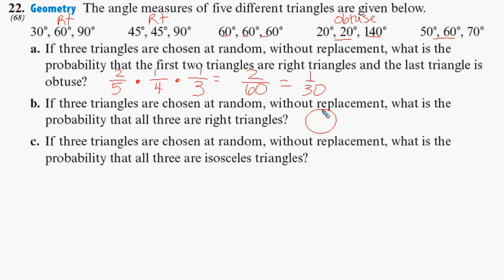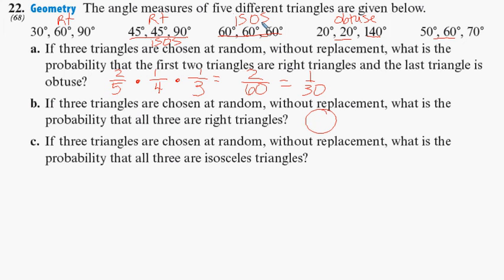0. All right, letter C, if 3 triangles are chosen at random without replacement again, what is the probability that all 3 are isosceles triangles? Okay, well, to talk about isosceles triangles, remember we have to have 2 of the sides be the same. So for the 45, 45, 90, that is an isosceles triangle, okay? The 60, 60, 60, the equilateral triangle, is actually also isosceles because in order to be isosceles, all it has to have is 2 congruent sides. So certainly that will work.